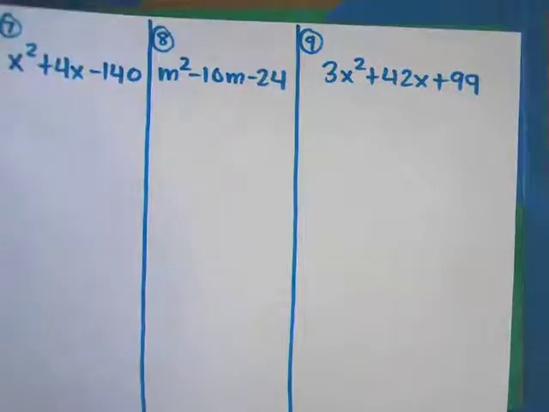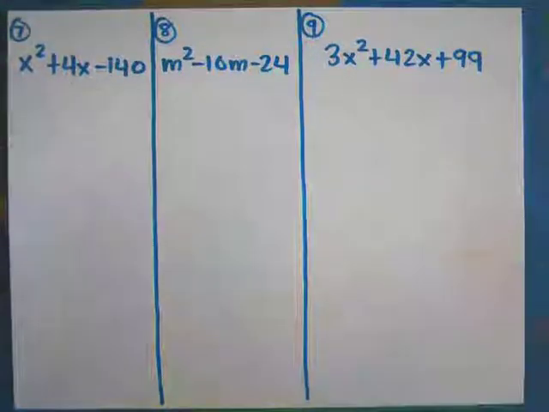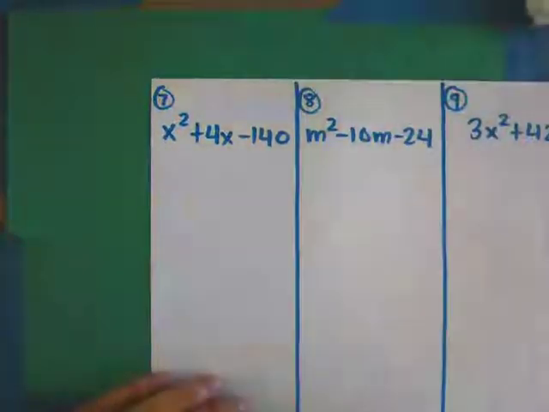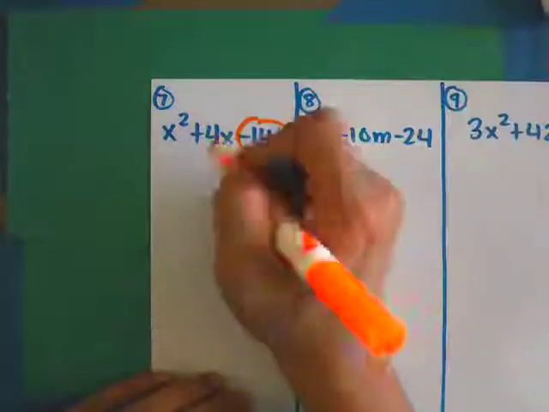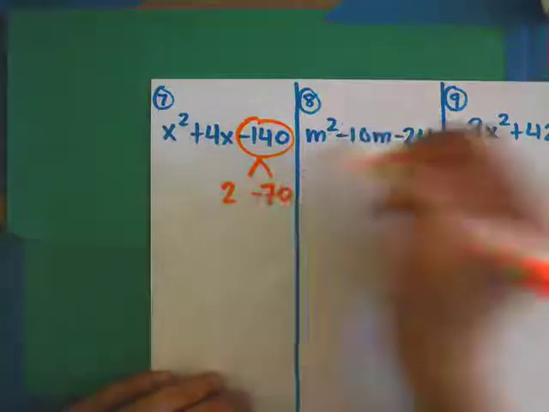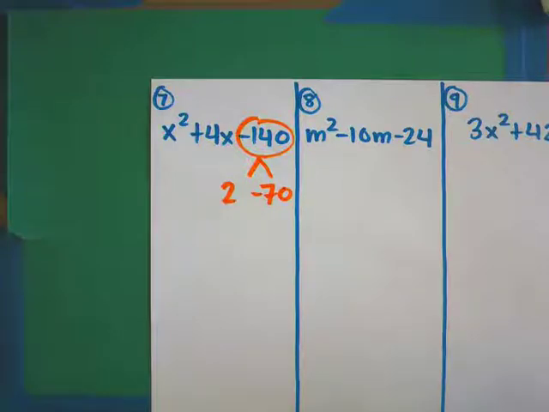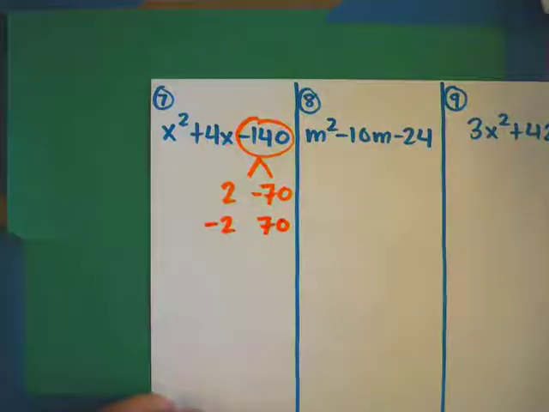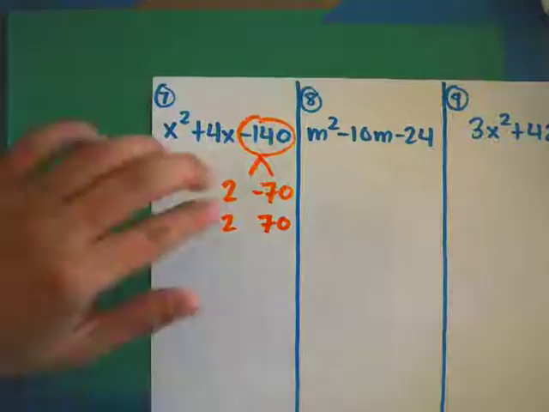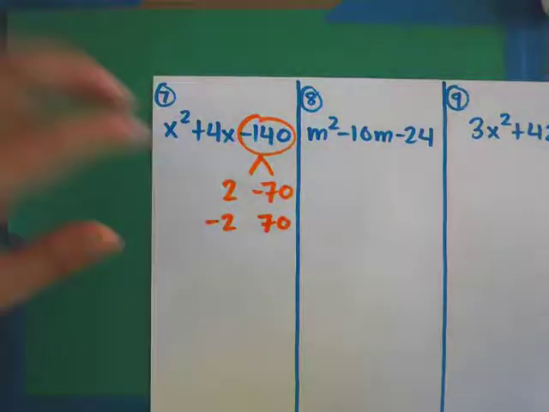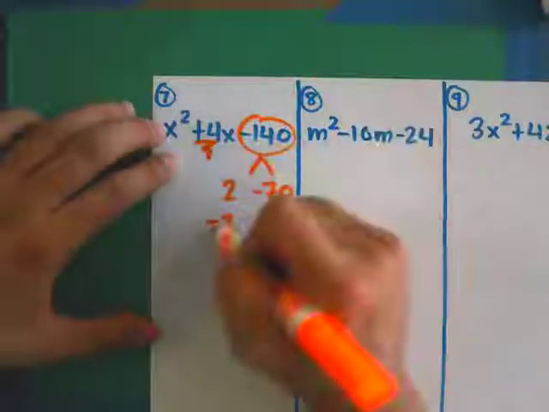So again, what I like about these videos is if I'm going too fast, you can totally just pause, rewind. Okay, negative 140. I am thinking of, since it's an even number, I can probably go 2 times negative 70 on that one, because double 70 is going to be 140. You can also go negative 2 times positive 70, because you can switch the negatives around. But they're not going to add up to positive 4, so we need to think of some other options for ourselves.